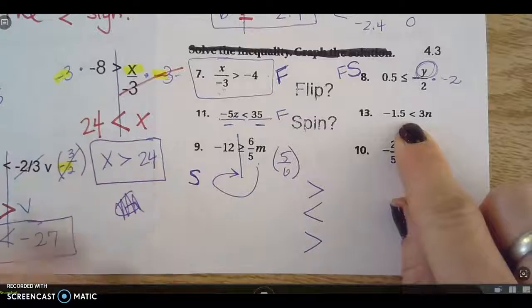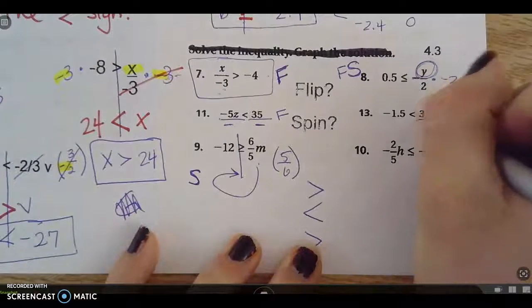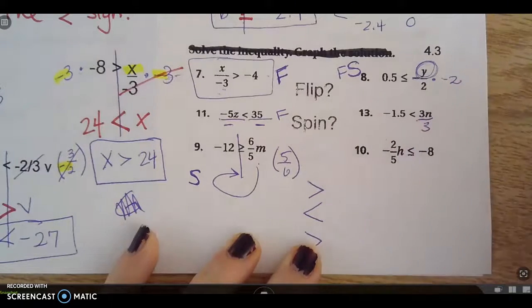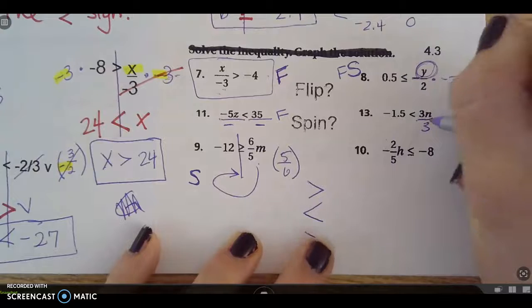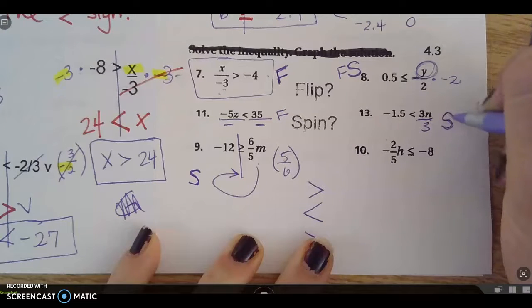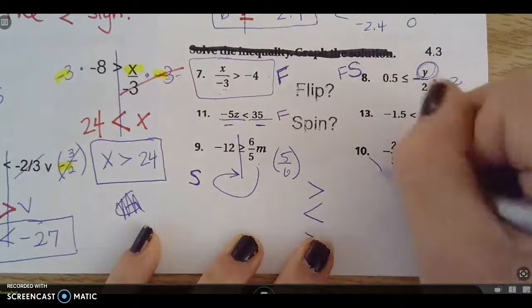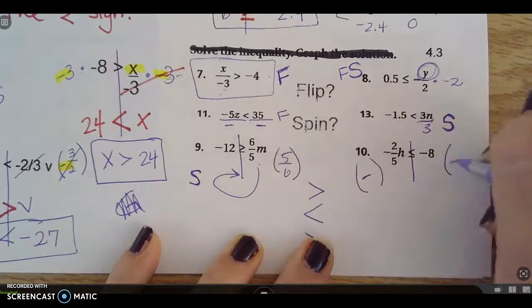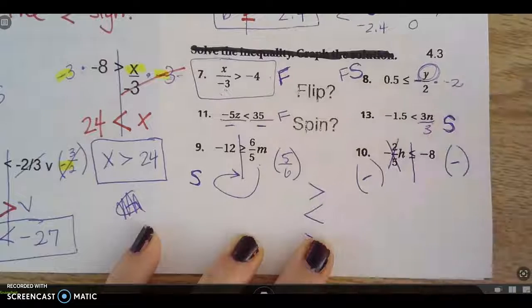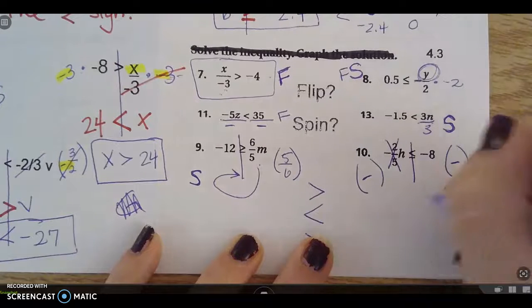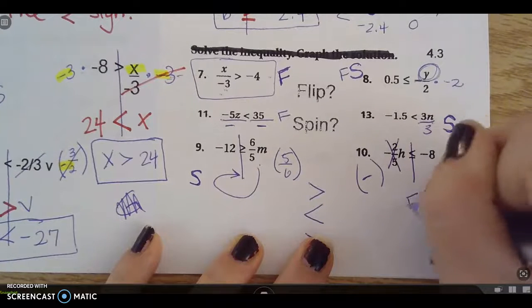Okay, this one. Nothing with negatives. I'm only going to divide by 3, so no flipping. But again, the variable's in the back, so that is going to be a spin. My final answer will need to be spun around so that the n comes on the left. And then this one. Yep, I'm going to have to multiply by a negative on both sides to cancel out this negative. But the h is already on the left, so that's good. So it's just a flip.